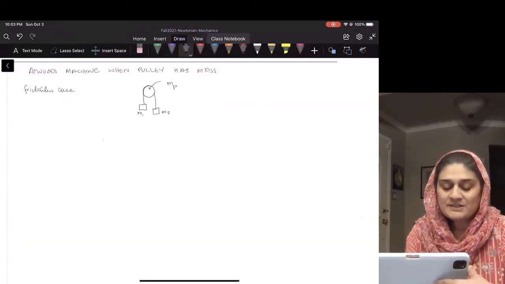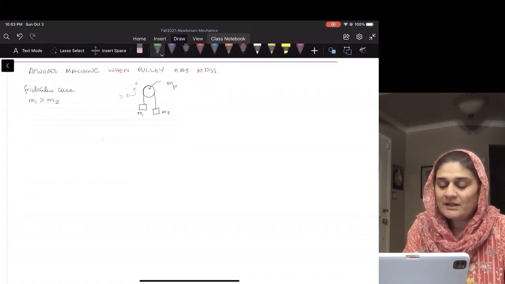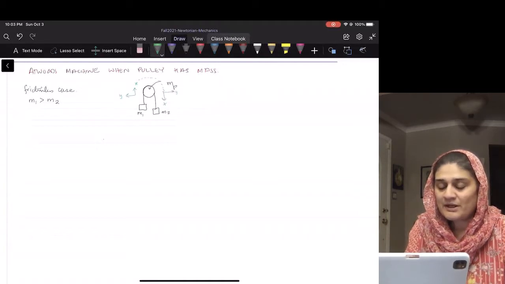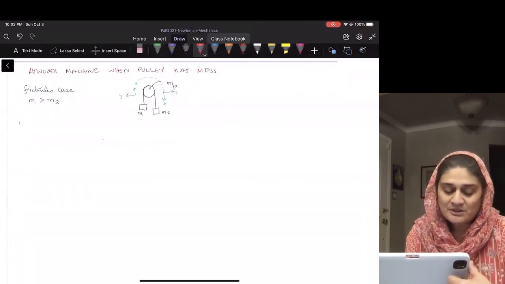So in this case, first of all, I'm going to assume mass 1 is greater than mass 2. And our coordinate system is X and Y, and then it goes over the pulley. So it will be X and Y, pointing this way. So first of all, as always, we will start with the Newtonian way.